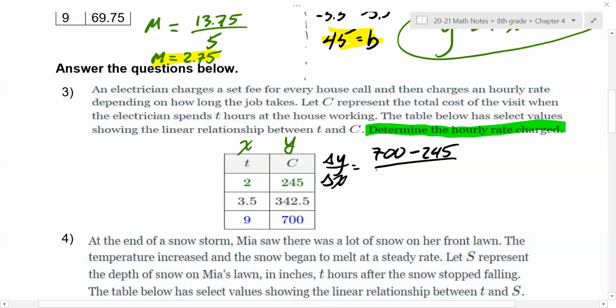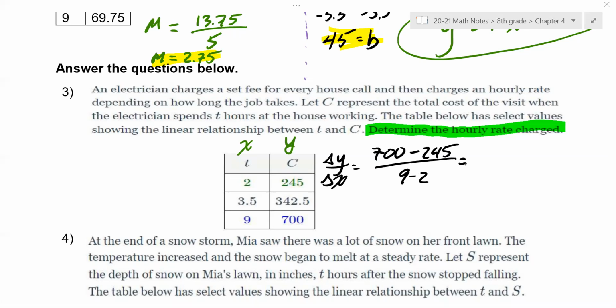Then I have 9 minus 2. What's the question? I have a question. Sure.